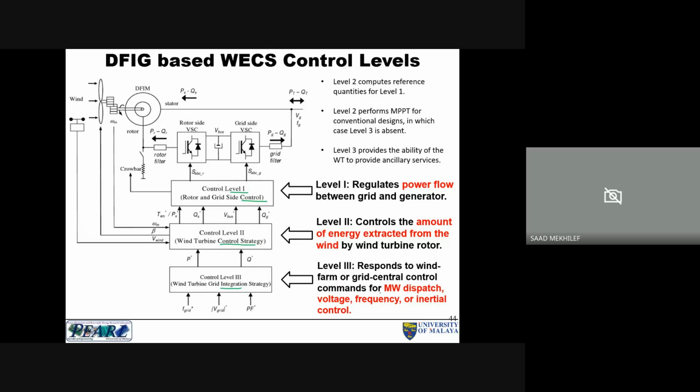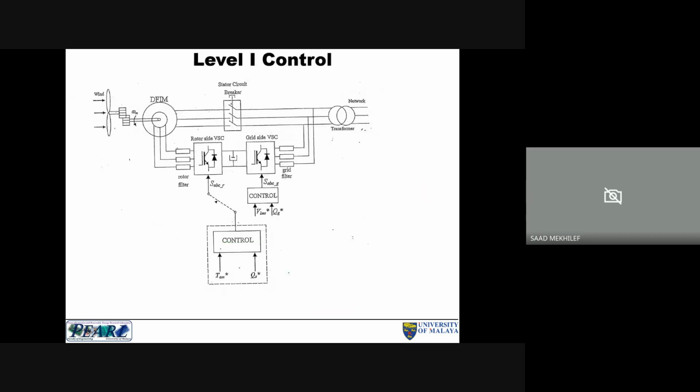Level 3 responds to the wind farm or grid center control commands for megawatt dispatch, voltage, frequency, or inertia control. So the frequency, the voltage, and the power factor are actually provided in level 3. So there are 3 levels of control of the DFIG.